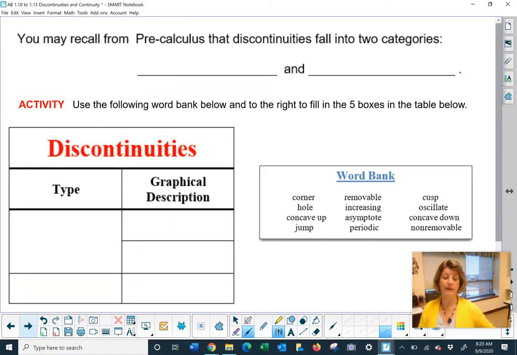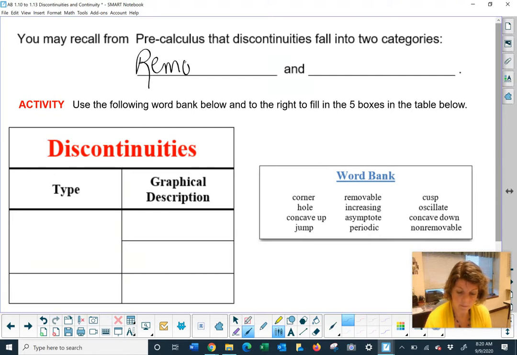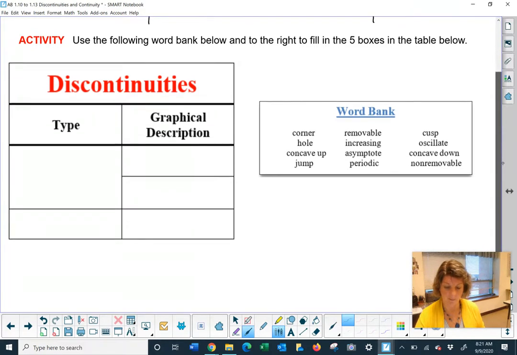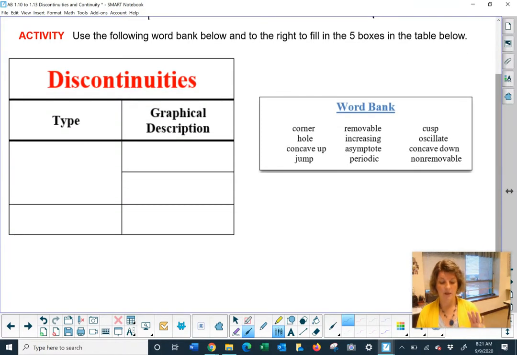All right. You may recall from pre-calculus that discontinuities fall into 2 broad categories. They are removable and non-removable. So we're going to, from the word bank, fill in the discontinuities, the type, and the graphical description of it. So removable and non-removable.